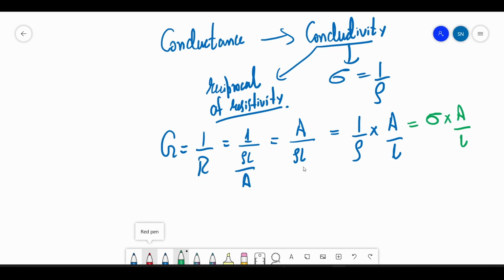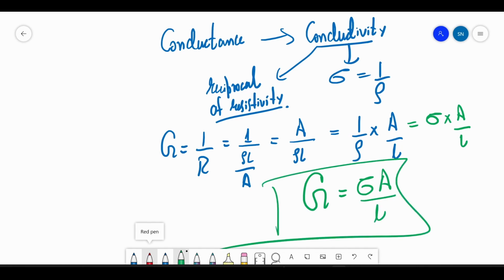So can I say that conductance is equal to sigma, conductivity, into A by L? Exactly. Can I say that? Yes, sir. Now, can you tell me the SI unit of conductivity?